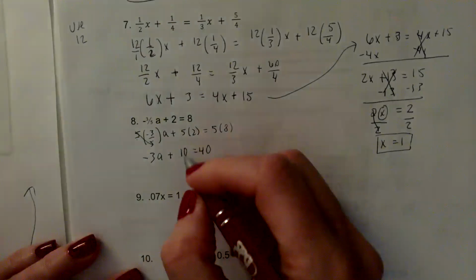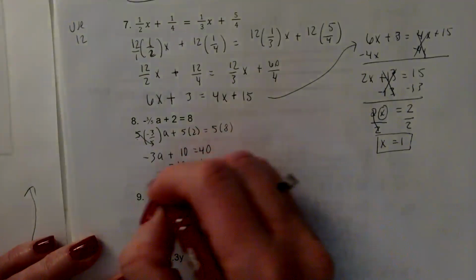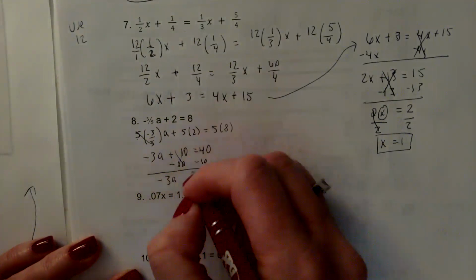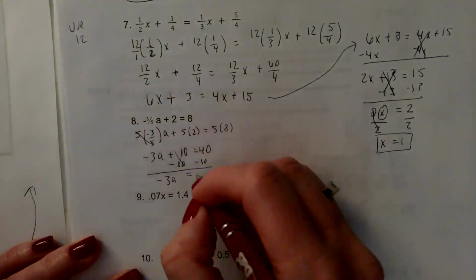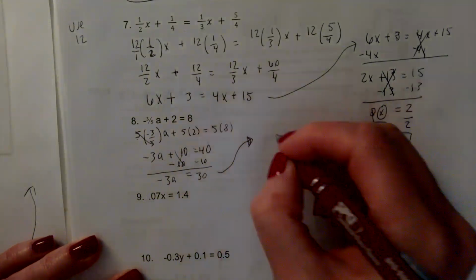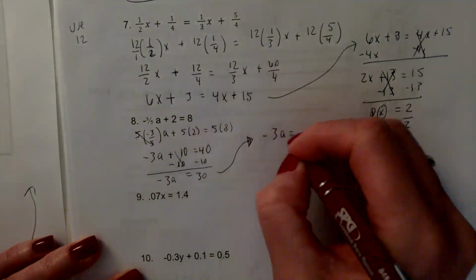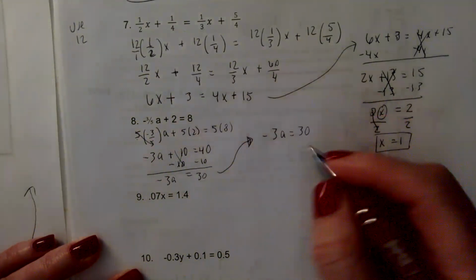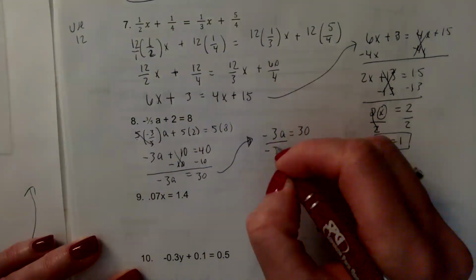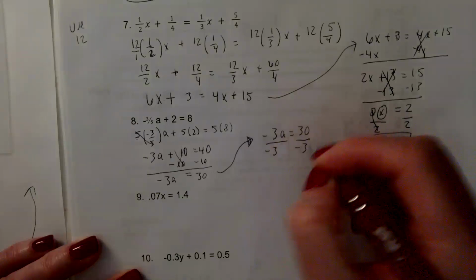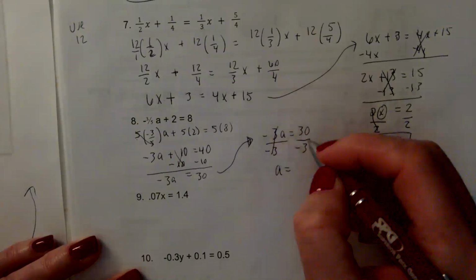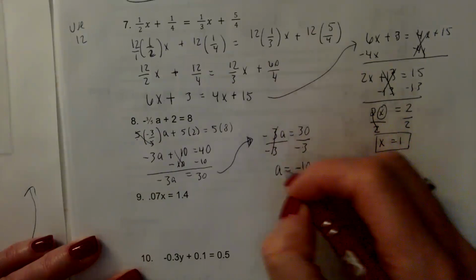Now I can subtract 10, and my result is a negative 3a, those cancel, equals 40 minus 10 is 30. I'm just going to rewrite it. And I can use my division. I'm dividing by the entire negative 3. And negative 3 divided by negative 3 is 1, which is what we want. A equals 30 divided by negative 3 is a negative 10.